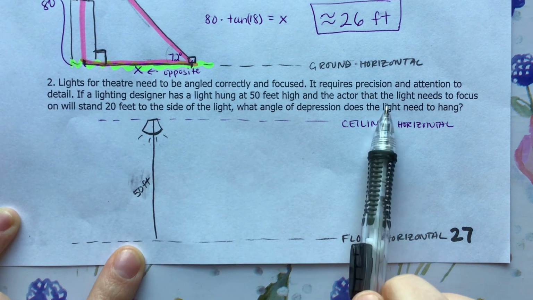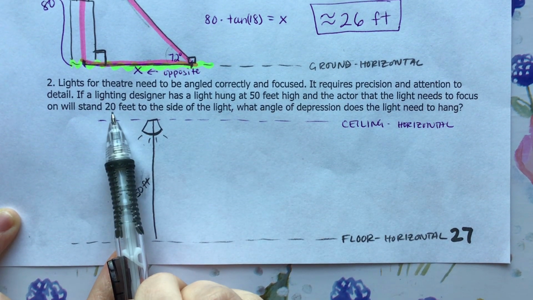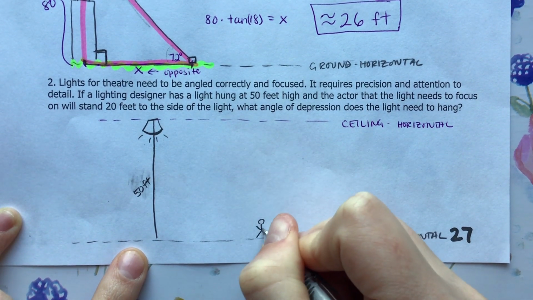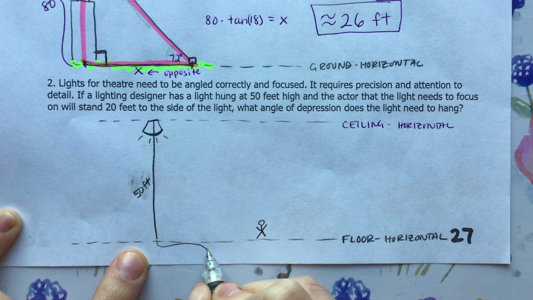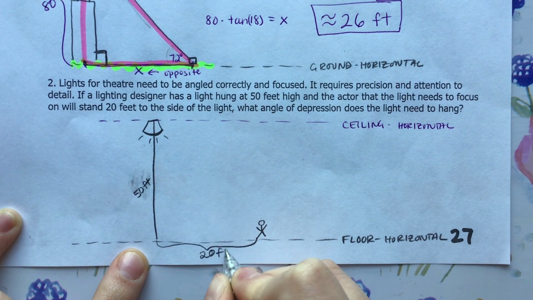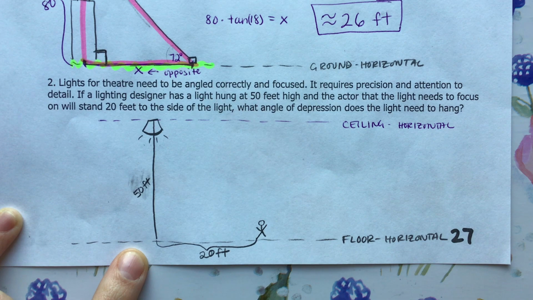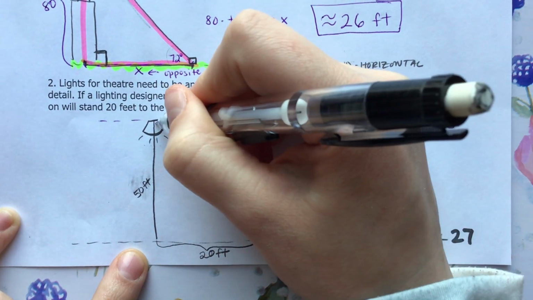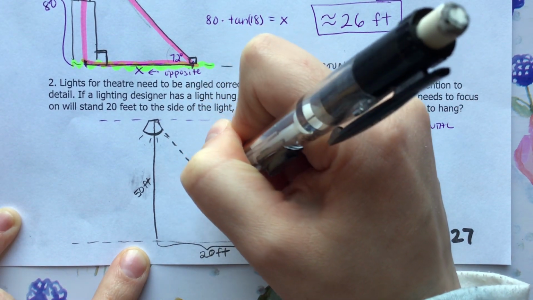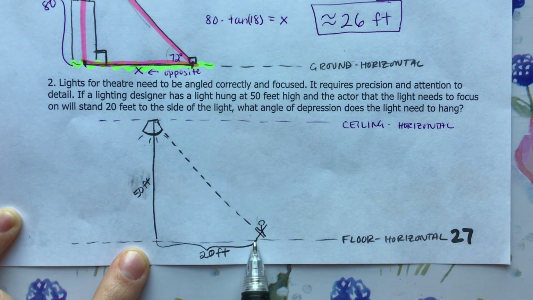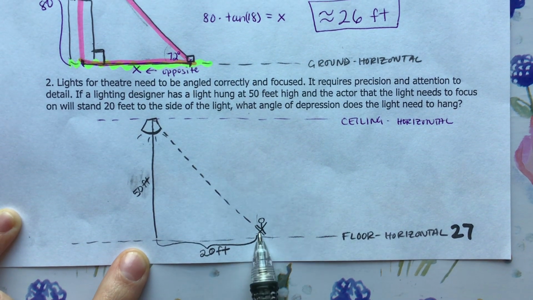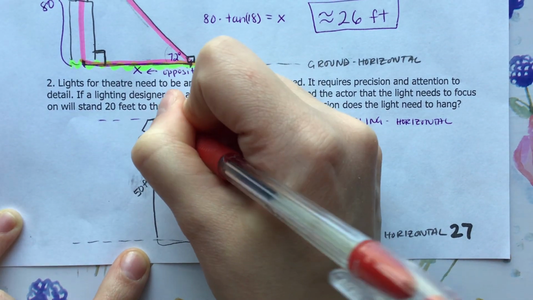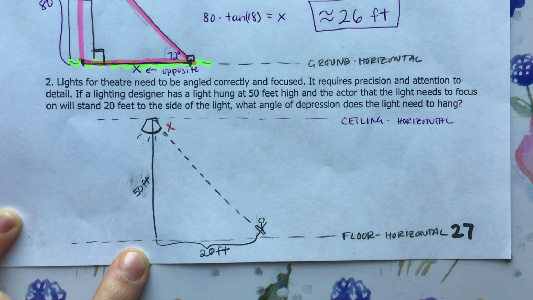We also know that an actor is going to stand 20 feet to the side. So it doesn't matter which side, but we're going to have an actor down here on the stage. And from the side of the light, it's going to be 20 feet. What we're going to try to figure out is what angle of depression the light needs to hang. So we're going to form an angle between the light and the person in order for the light to actually shine on that person. But what will this angle right here be? That's what I'm trying to figure out.